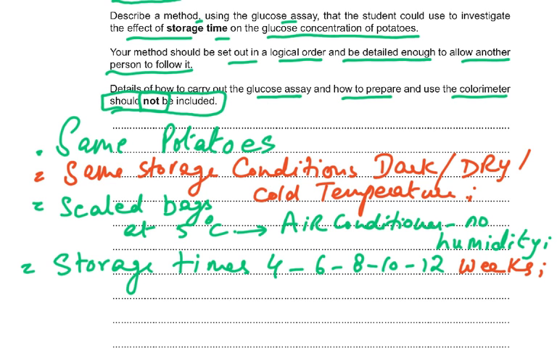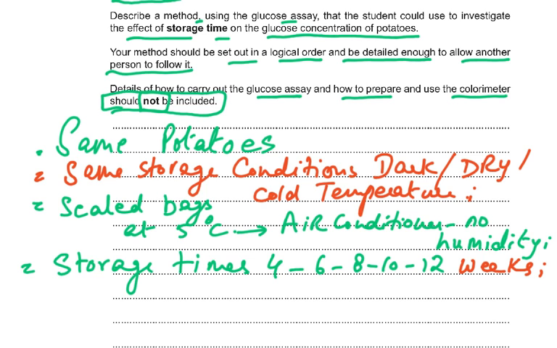Some additional information about this was how did you keep them? Storage conditions: sealed bags at 5 degrees Celsius in an air conditioner set on no humidity, or dry air. Then storage time, you must give me at least 5. Like I always say, if you are talking about temperatures, give 5. Anything else which you are varying, the independent variable which you are changing is storage time.